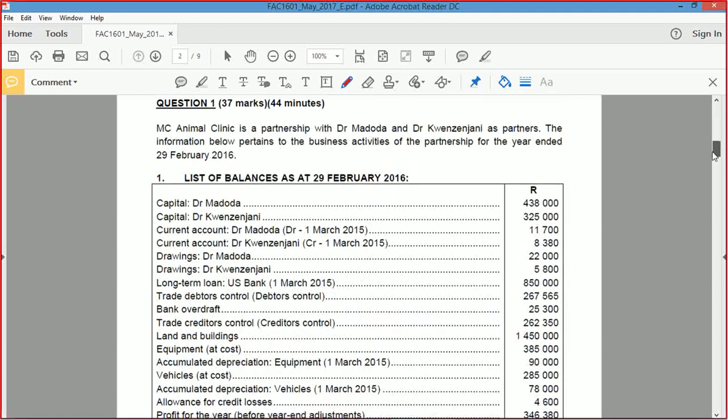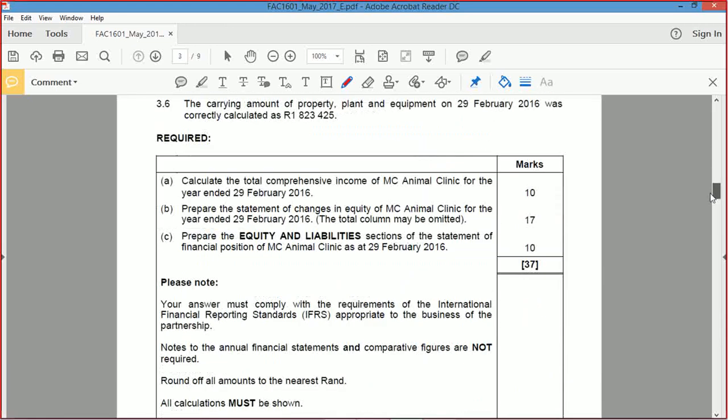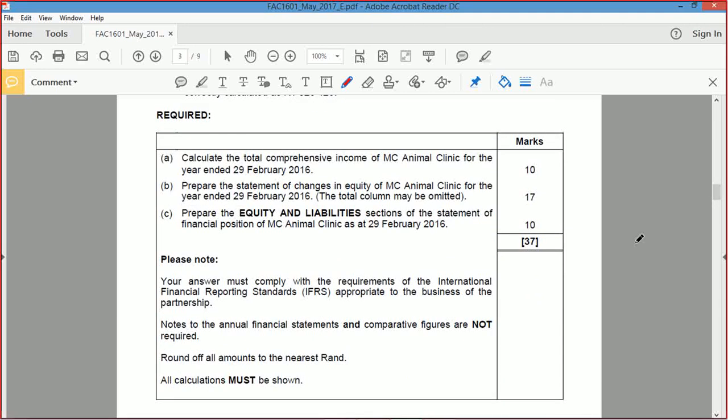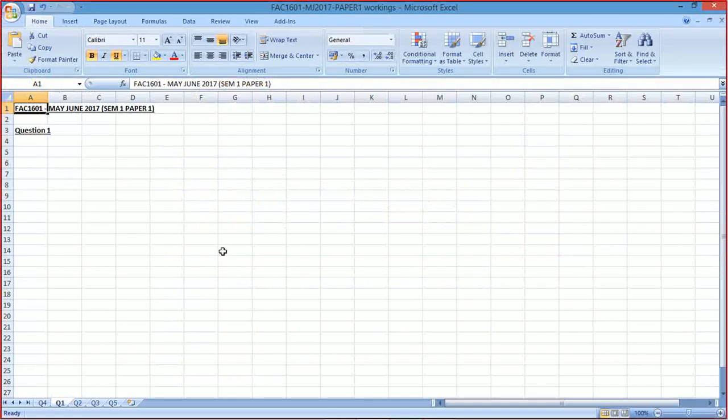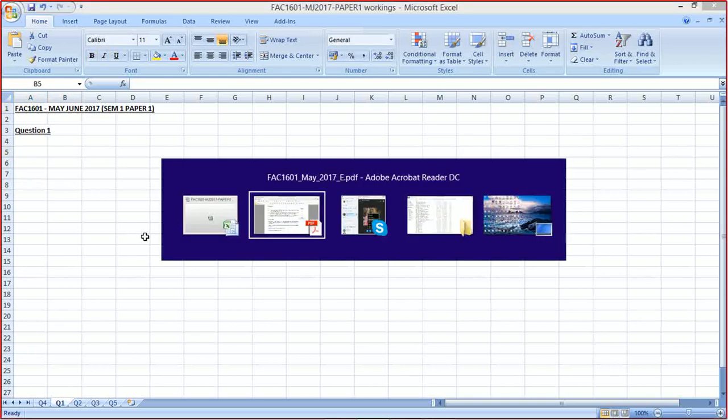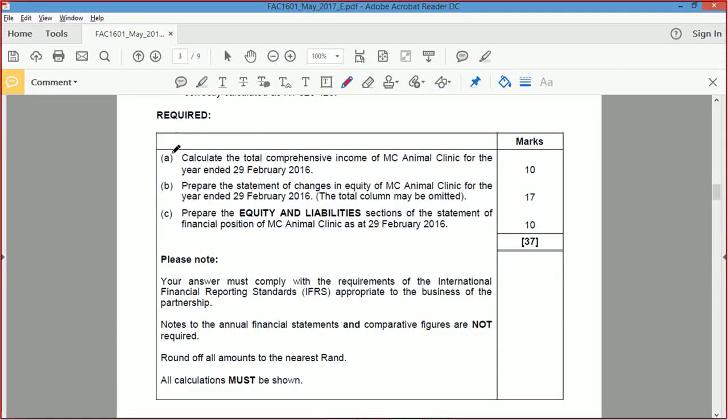So let's go to the question. Here it is, and let's look at the required. Okay, because remember, before we even do the question, we need the right answer template. So you need to go to your exam booklets, and you need to create yourself an answer sheet so you can answer this question. So how do I create that? Well, I look at the required. A says, calculate the total comprehensive income of MC Animal Clinic for the year ended.